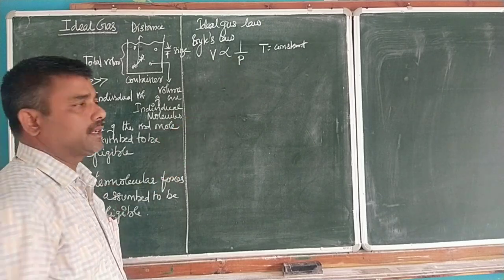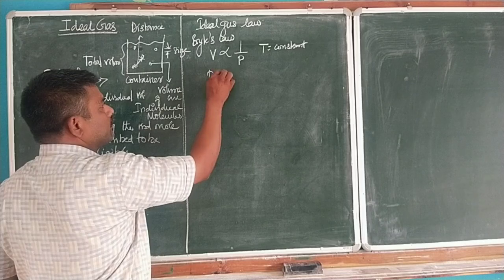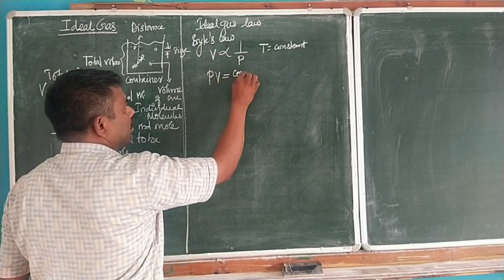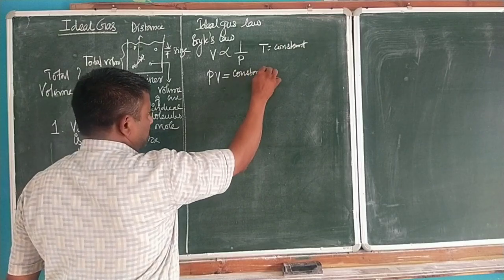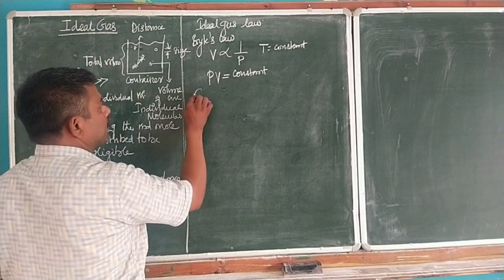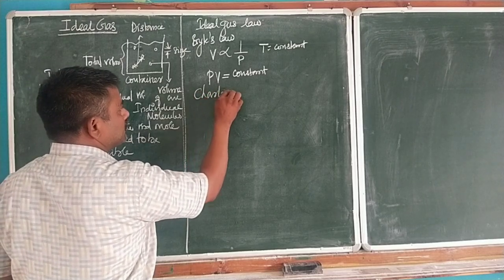From this information, I can write that the product of pressure and volume will be constant. Clear? This is the statement from Boyle's law. Second information is from Charles' law.